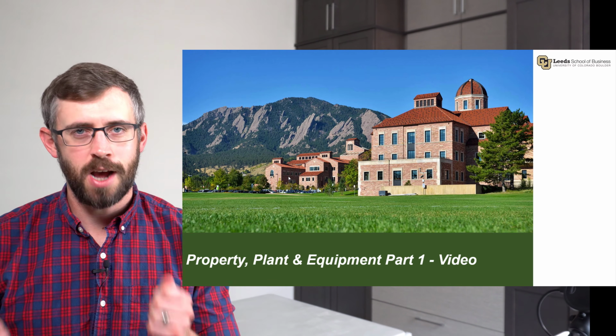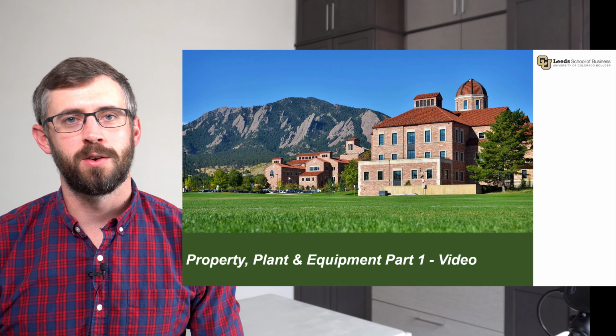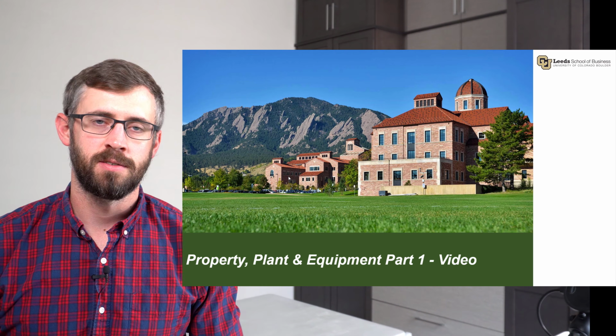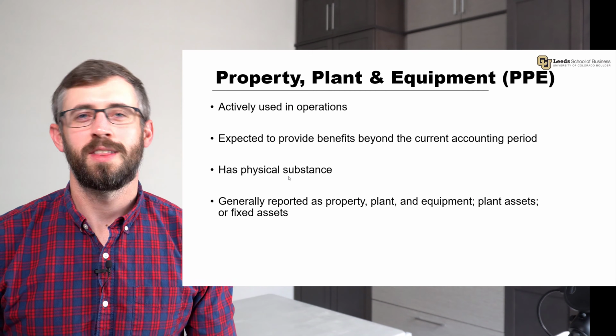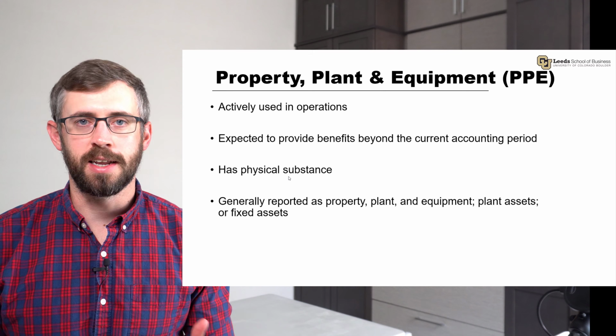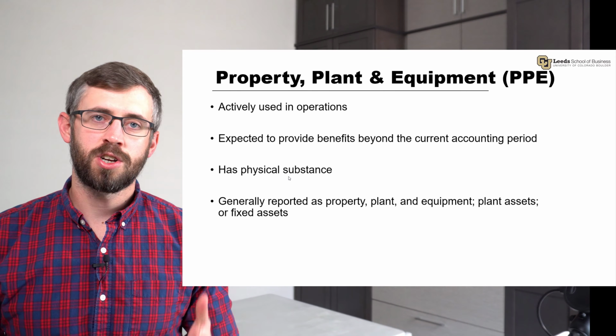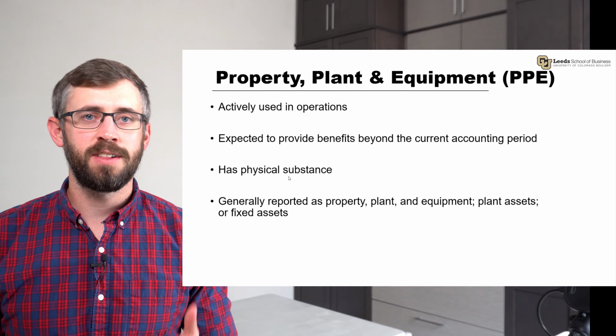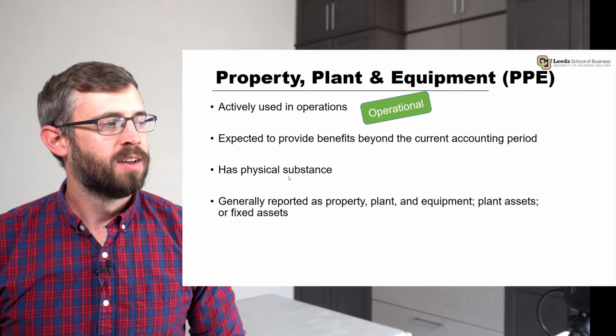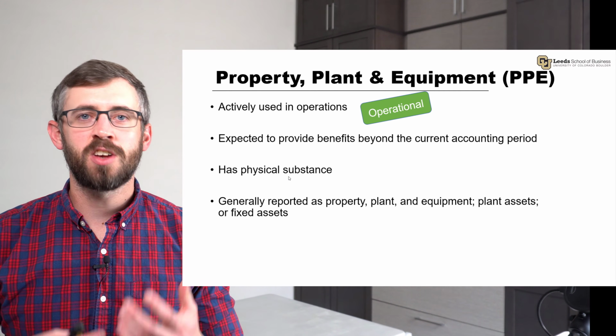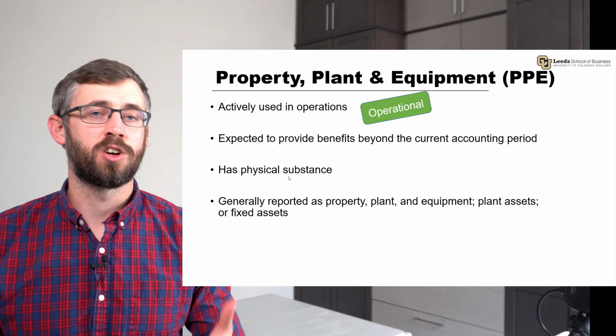Today we are starting a new topic, property, plant, and equipment, or long-term fixed assets. So let's get started. Let's start with the definition of what PP&E, or property, plant, and equipment, really are. These are long-term fixed assets that are actively used in operations, and they are expected to provide some sort of benefit beyond the current accounting period.